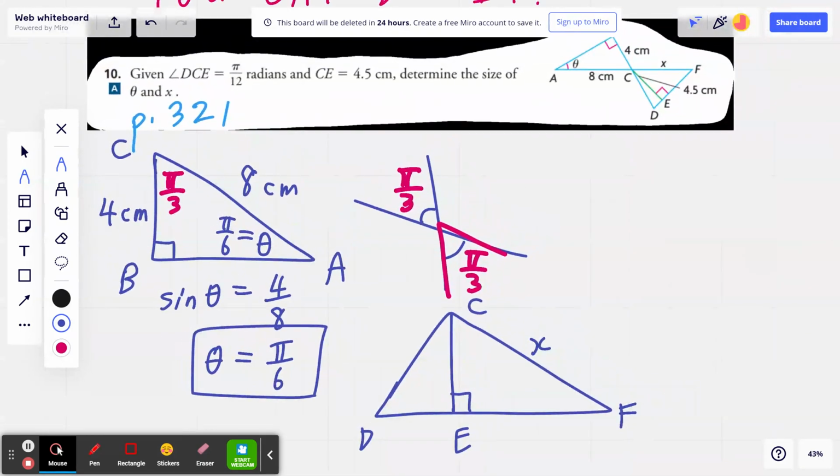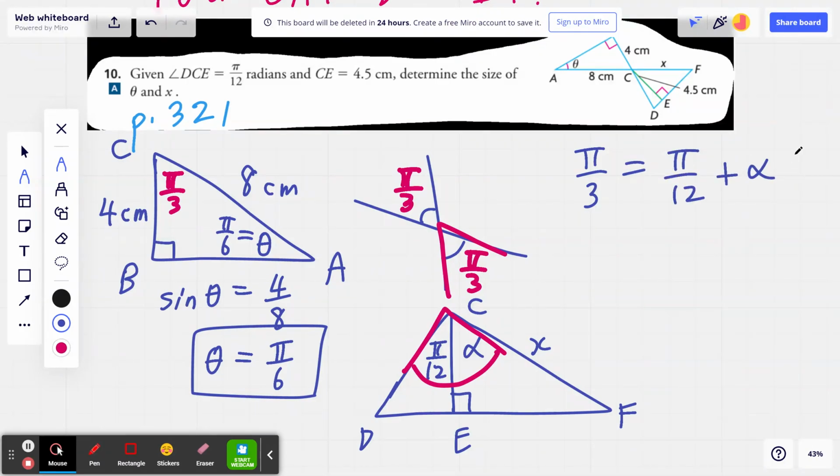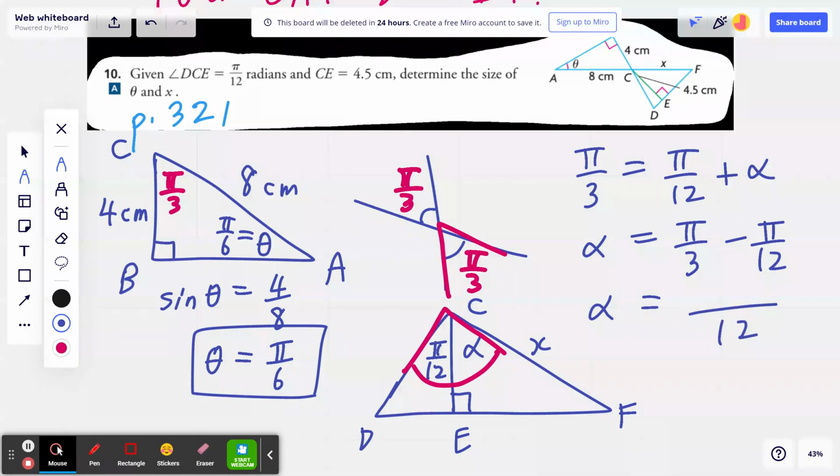Now from the given, it says angle DCE is pi divided by 12. So this means I can find the missing angle. Let's call this missing angle alpha. This means pi divided by 3, again, if I grab it, it's right here, right? This is pi divided by 3. This equals pi divided by 12 plus alpha. To find alpha, I take pi divided by 3 minus pi divided by 12. Again, without using a calculator, I can do mental math. Common denominator of 12. I multiply the first fraction by 4 divided by 4. 4 pi minus pi is going to be 3 pi. So alpha is going to be pi divided by 4.